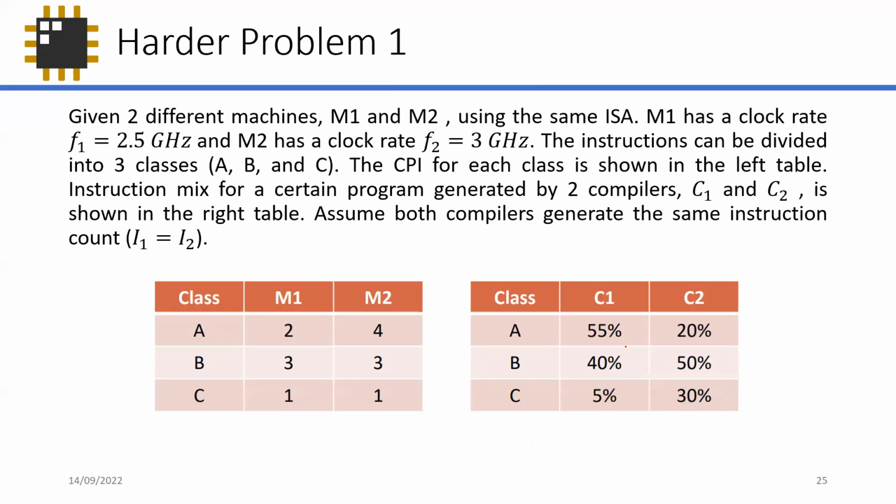Okay. Harder problem one. We have 15 minutes left, so I'll speed through this. Given two different machines, M1 and M2, using the same instruction set architecture, M1 has a clock rate of 2.5 gigahertz and M2 has a clock rate of 3 gigahertz. The instructions can be divided into three classes, A, B, and C. This is the instruction mix I was talking about earlier. Now, the CPI for each class is shown in the left table.